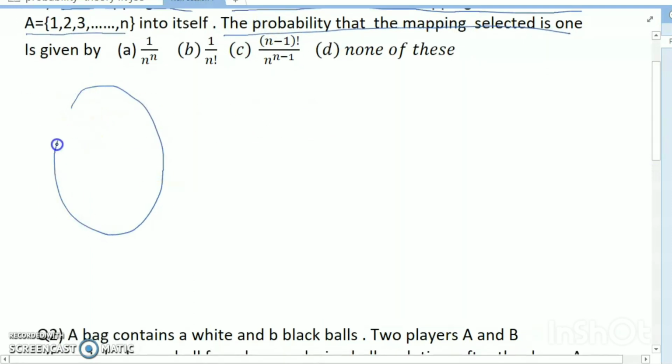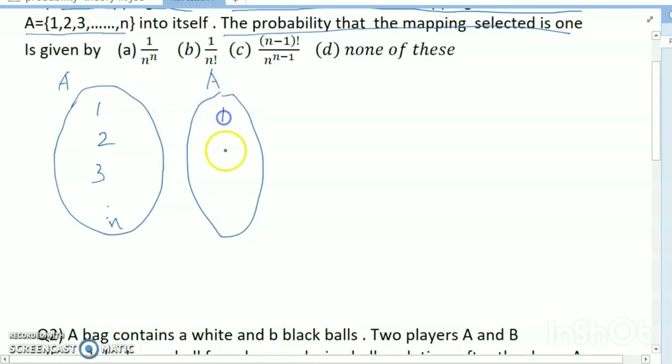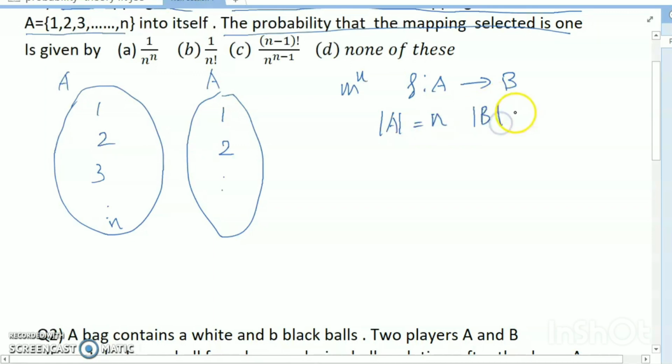You know that this is the total. This is A, this is 1, 2, 3, up to n, and this is A. So both are domain and codomain, both are the same, and we know the m to the power n formula. M to the power n means f such that A to B, if mod A equals n and mod B equals m, then the total number of mappings is m to the power n. I hope I am correct.